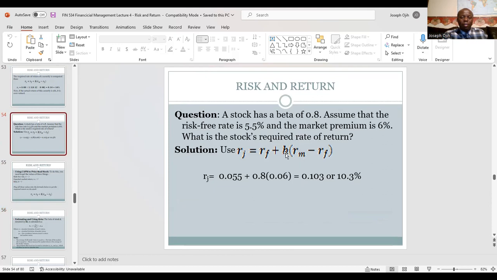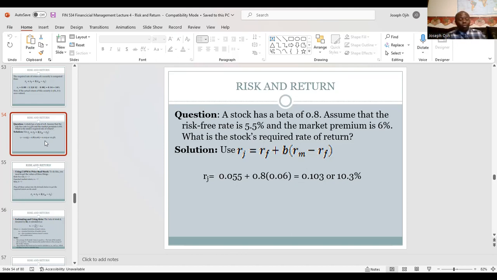Okay, good. Now, when they say market premium, they're talking about the whole of this place. And they say that it is 6%, so you put 6% right there. Put your beta here. And the risk-free rate is 5.5%, which is here. So when you plug this in and put it in the calculator, you're going to get 0.103, which is 10.3%.